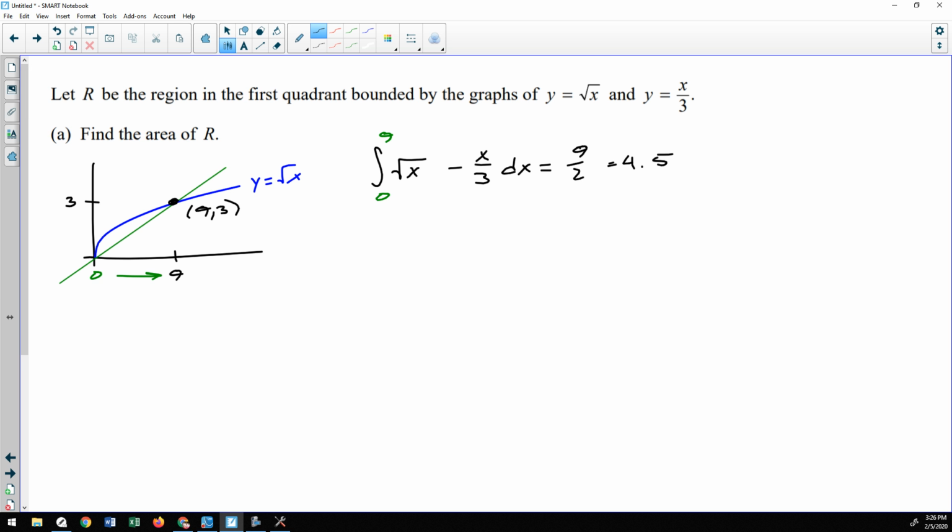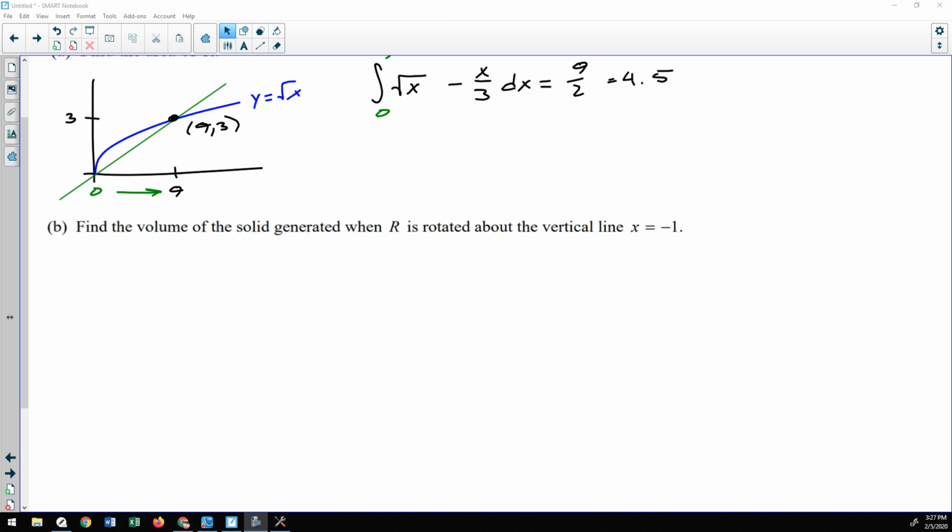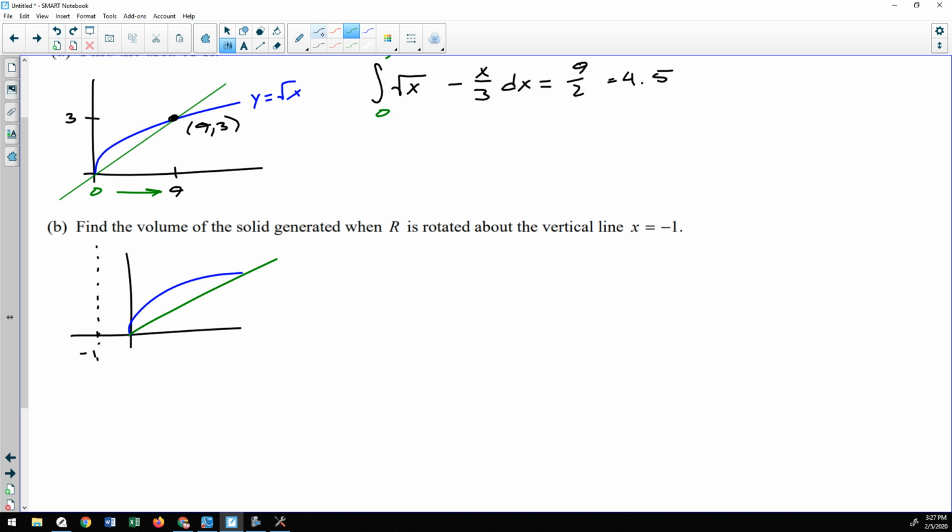So question B asks you to find the volume when you rotate that region around the vertical line x equals -1. My axis of rotation is over here at -1. So here's my axis of rotation, a vertical line. My region is over here, looks something like this. Very quickly drawing this in here again.